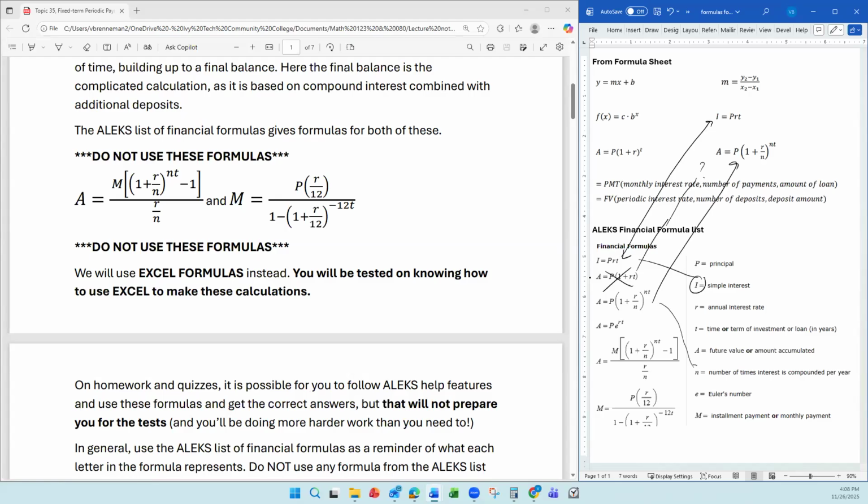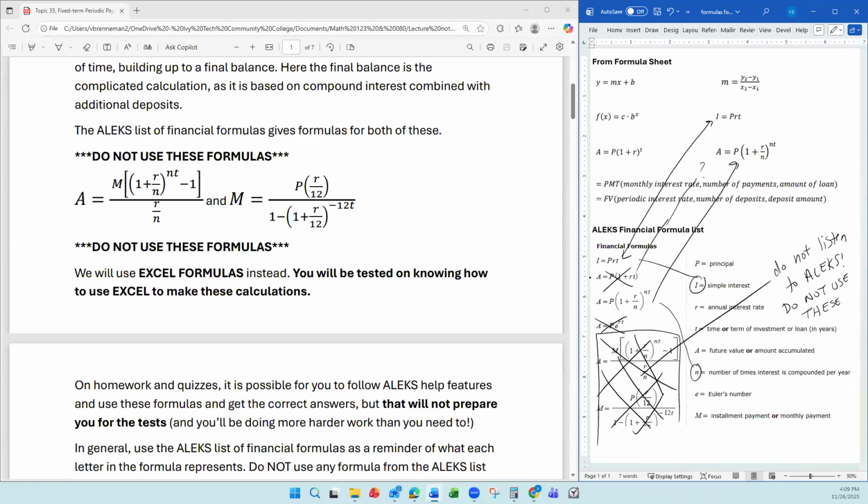This, we have a little bit more information, like what n represents. This, you're not going to use. These, ALEKS will tell you to use, and I'm telling you, do not use them. Now, the thing that's going to happen there is if you do use them and you manage to do all of the parentheses and the exponents and the fractions and everything correctly, it will get the answer ALEKS is looking for on homework and on quizzes.